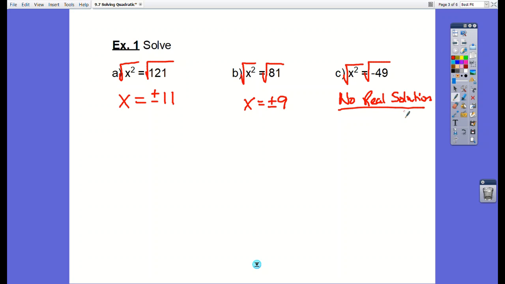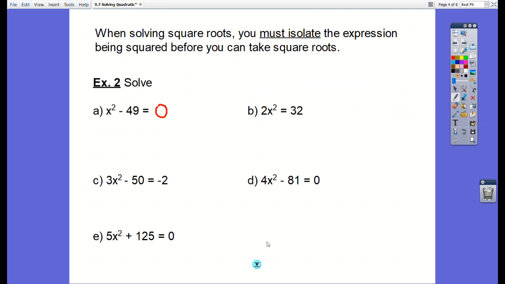If you write no solution or no answer, it's all the same thing, but if you want to be accurate, add that word real in there, because there is an answer, it's just not one that we talk about in Algebra 1. So in part A, what do we do? You add the 49, so then it's x squared equals 49, and then x equals 7 and x equals negative 7. There we go. Get whatever's being squared by itself first.